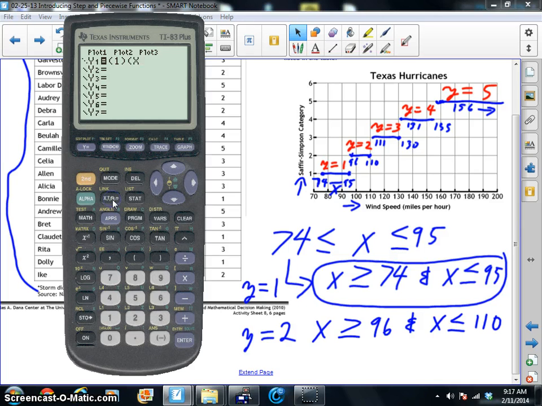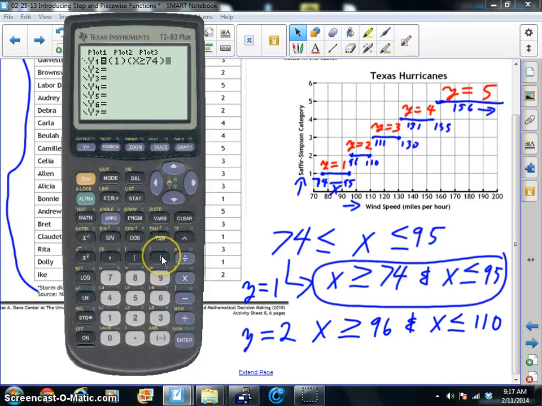So x, second, math will bring up this menu. And we have this less than or equal to and greater than or equal to. So I want greater than or equal to, that's option 4. And I'm going to go ahead and type in the number they have right here, 74.